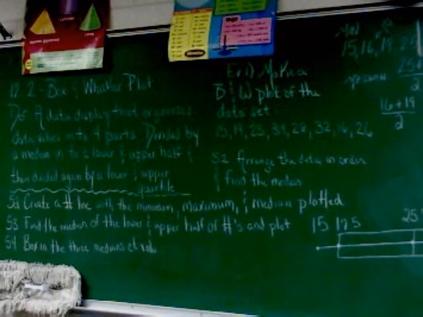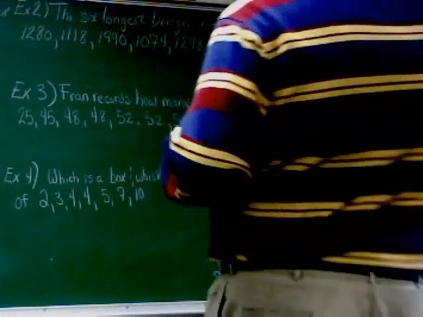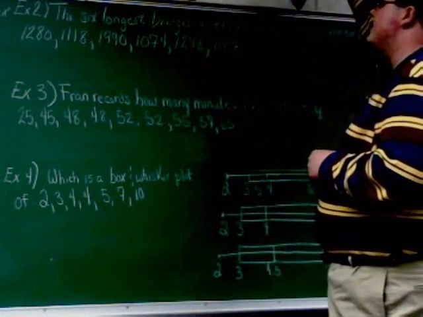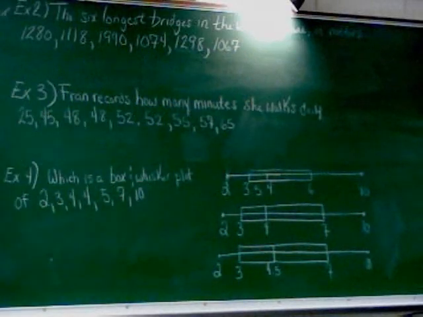Okay, let's try the next one. The 6 longest bridges in the world measure in meters: 1280, 1118, 1990, 1074, 1298, and 1066.